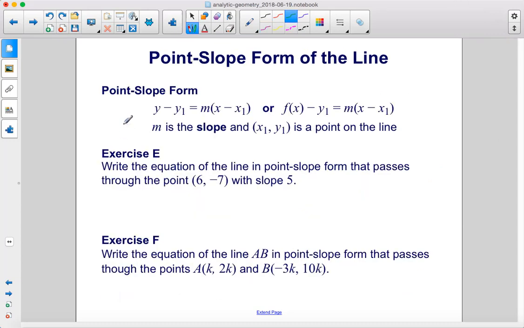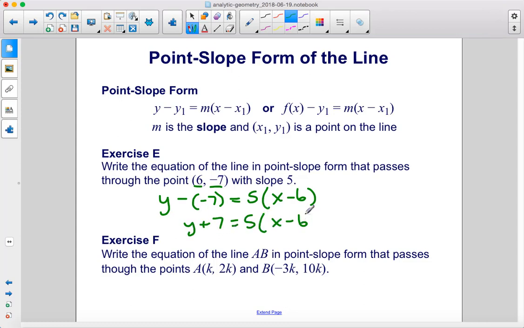Point slope form of the line. All right, point slope form is y minus y1 equals m times x minus x1, or you could write it this way with f of x, where m is the slope and x1, y1 is a point on the line. Exercise E. Write the equation of the line in point slope form that passes through the point 6, -7 with a slope of 5. So we have y minus y1, so y1 is -7, equals m, which is 5, times x minus x1, which is 6. So knocking out this double negative, we have y plus 7 equals 5 times x minus 6.